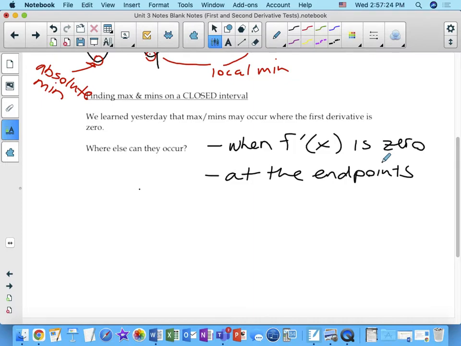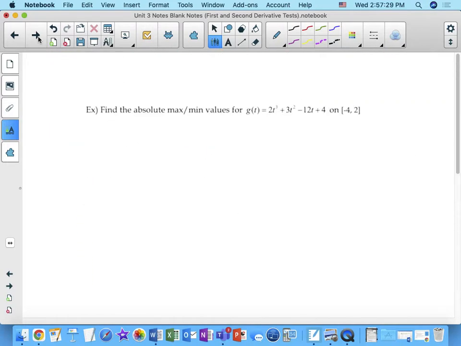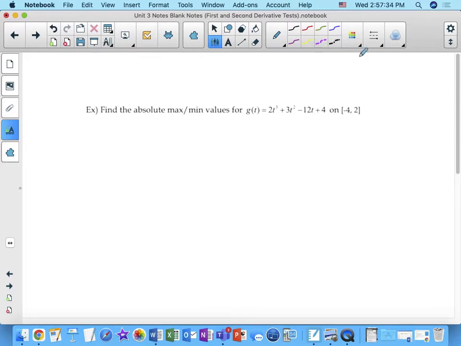Okay? So, for example, find the absolute max-min values for g of t equals 2t cubed plus 3t squared minus 12t plus 4 on the interval negative 4 to 2. That means we're looking on this interval between t equals negative 4 and t equals 2.